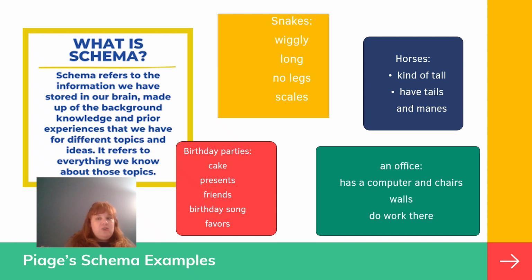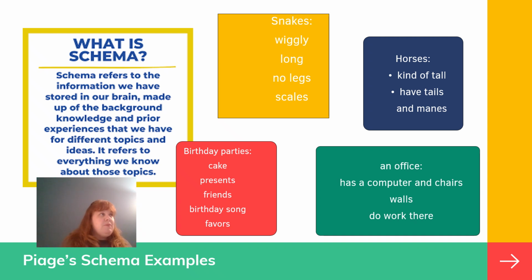So children develop a schema about what a birthday party is. Oh, well, at a birthday party, there's usually cake and presents, and there's friends, and you sing the birthday song. Maybe you get to take home a birthday favor. You're supposed to say thank you when you leave. As they get older, they put together more information about what a birthday party is. We as adults have schemas. If someone says to you, I'm going to the office, you have a schema about what an office is, right?